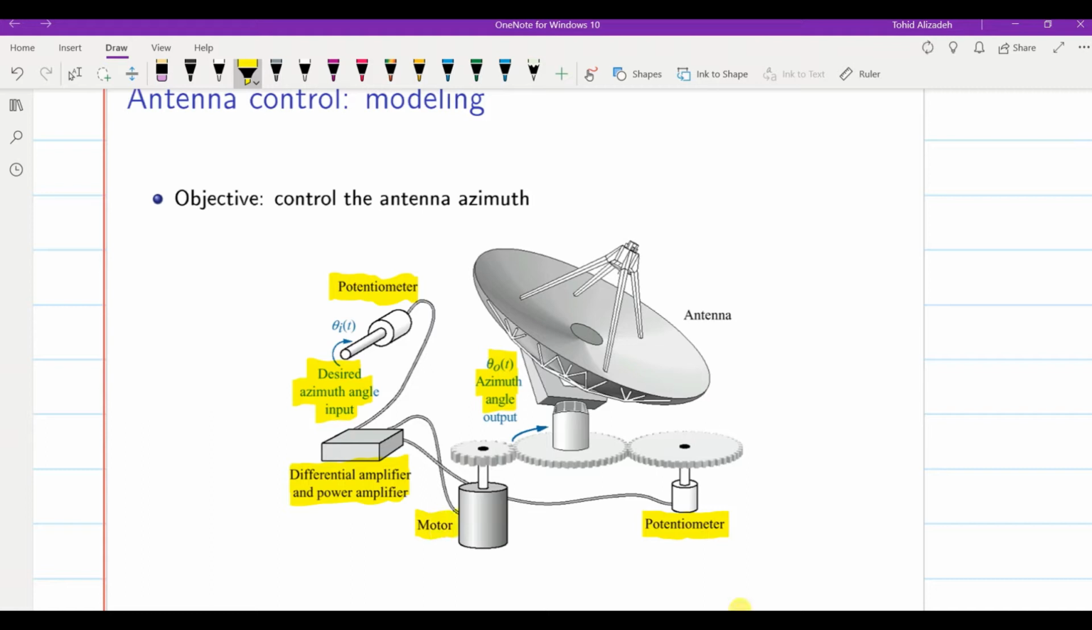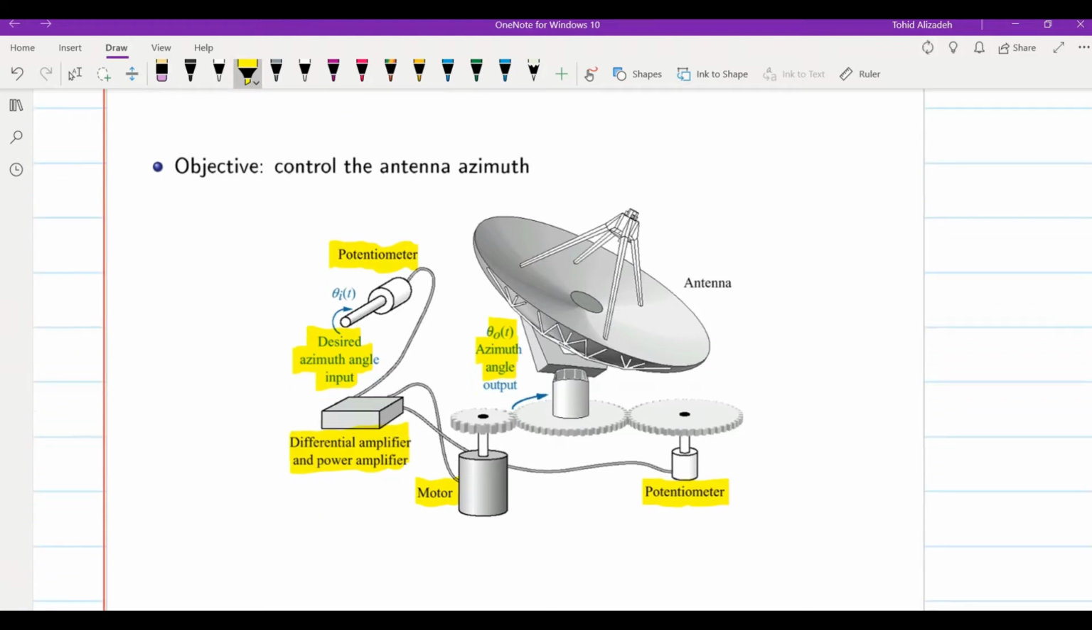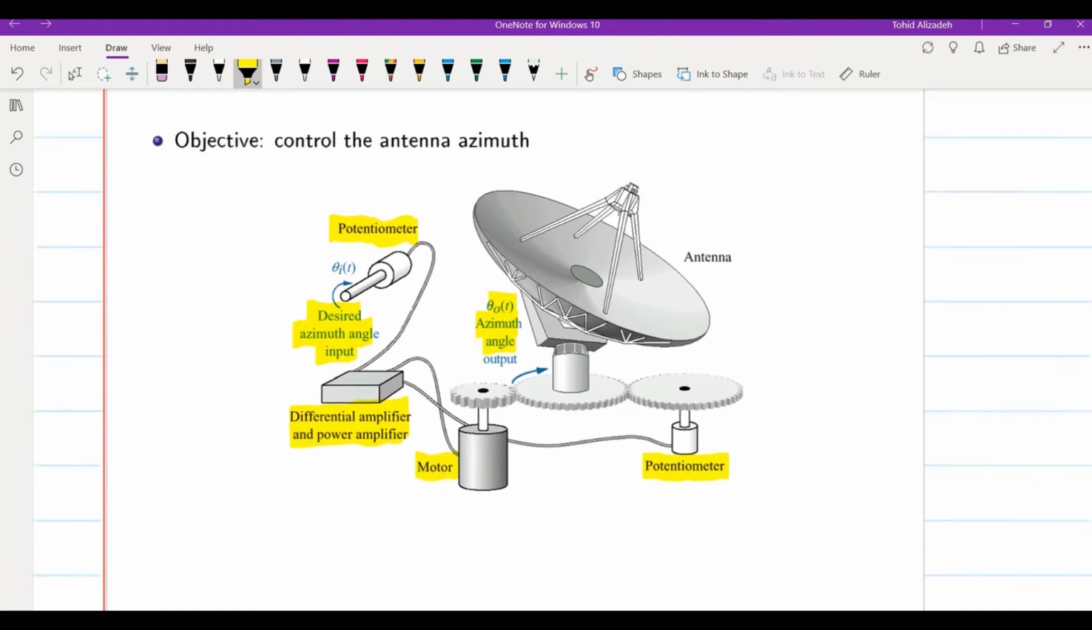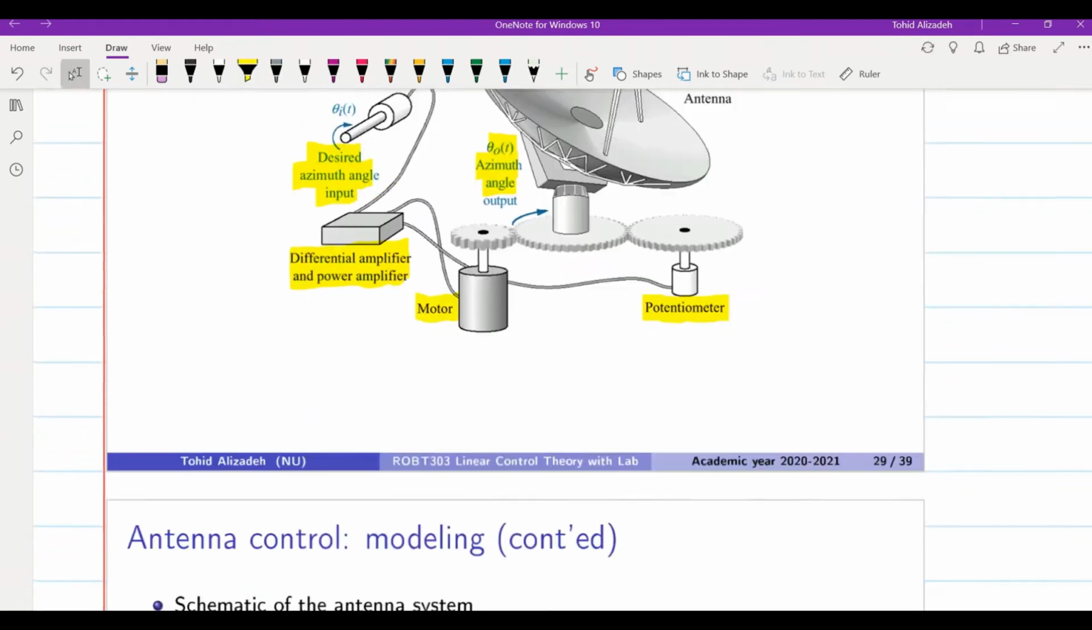Afterwards, we have a motor which receives the command from the differential amplifier and the power amplifier, and then depending on the signal that the motor receives, the azimuth angle of the antenna will be changed. It will be updated. So basically it's a closed loop control system. And now we are going to design a controller for this system.